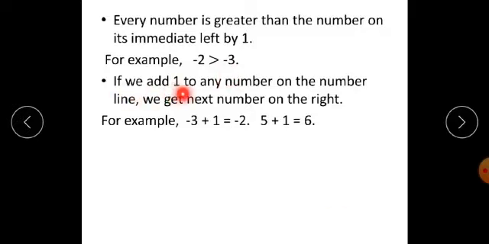If we add 1 to any number on the number line, we get the next number on the right. For example, minus 3 plus 1. Here both the numbers have different signs, therefore ignore the sign. Subtract the smaller number from the bigger one, that is 3 minus 1 gives you 2, and you give the sign of the greater number, therefore your answer is minus 2. 5 plus 1 gives you 6.